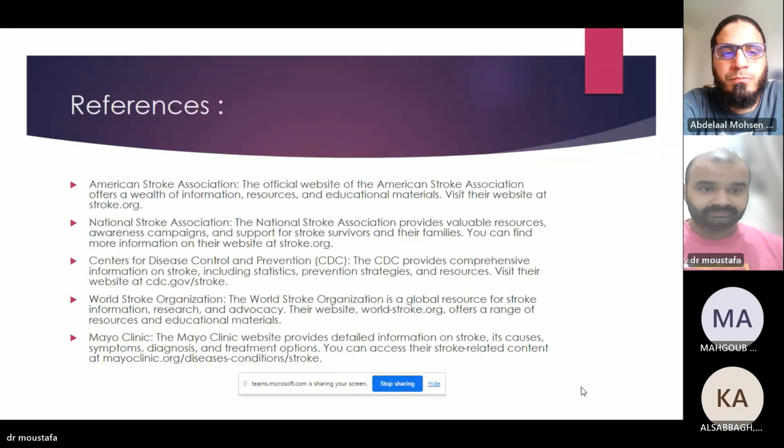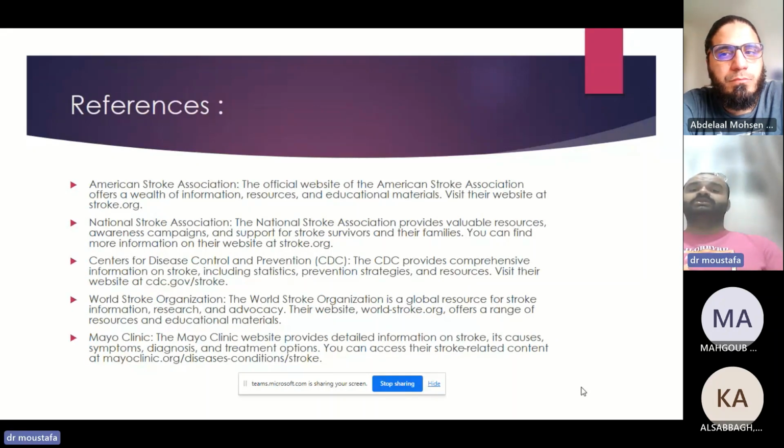So to find more information about strokes, you can visit the American Stroke Association, National Stroke Association, CDC, World Stroke Organization, and the Mayo Clinic site.